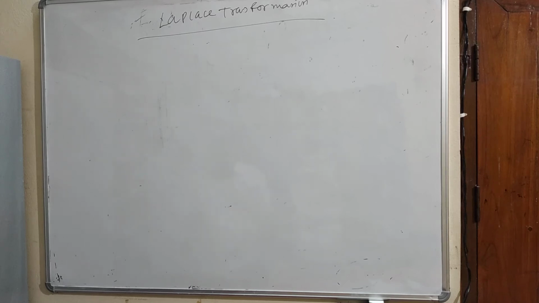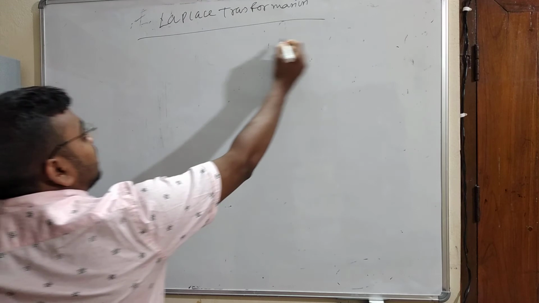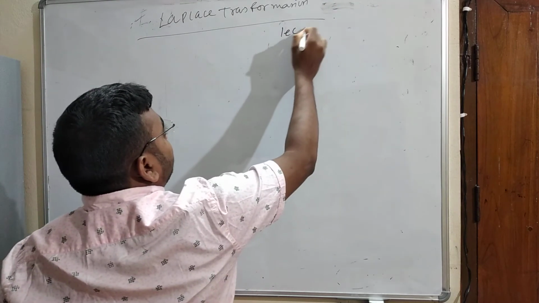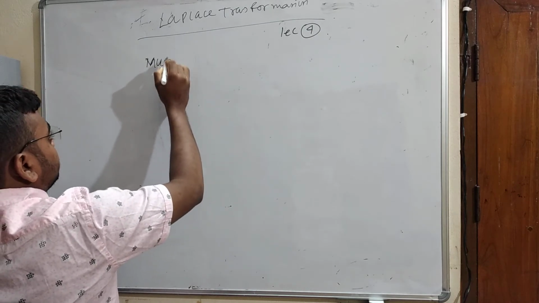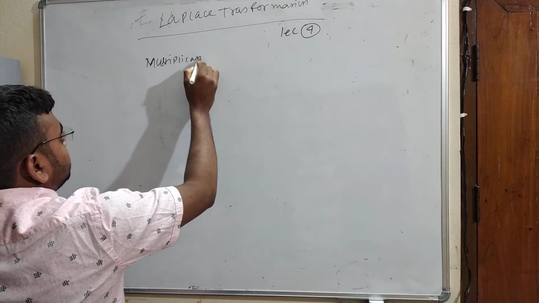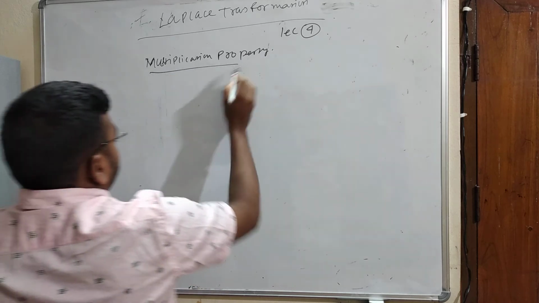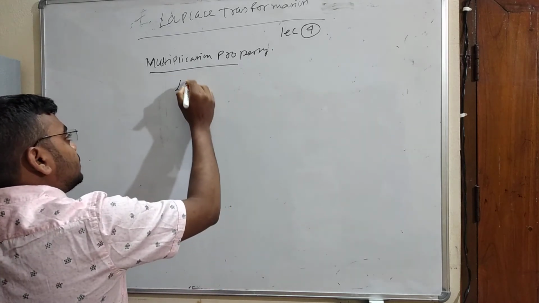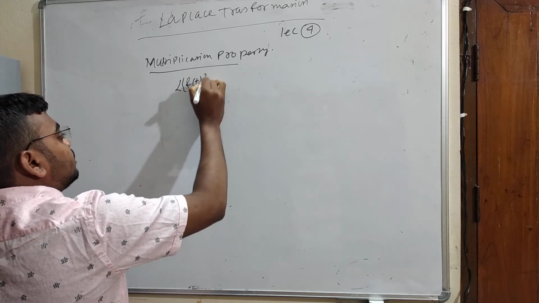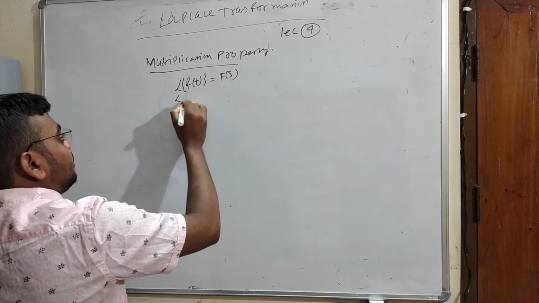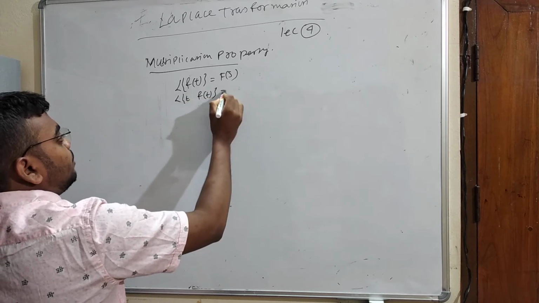Okay. So first of all, what is the multiplication property? This is lecture number 4, and it is on the multiplication property. In this property, you may see that the Laplace of f of t is equal to F of s, isn't it? So Laplace of t f of t is equal to what?